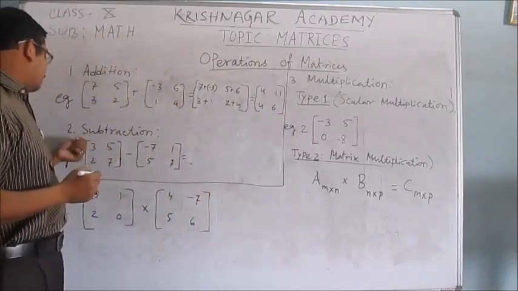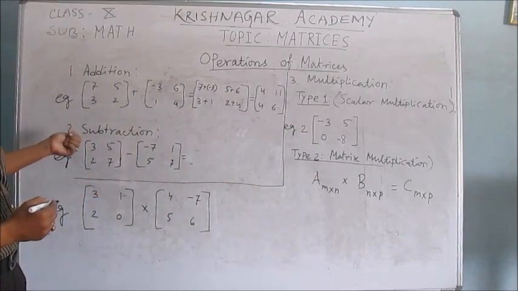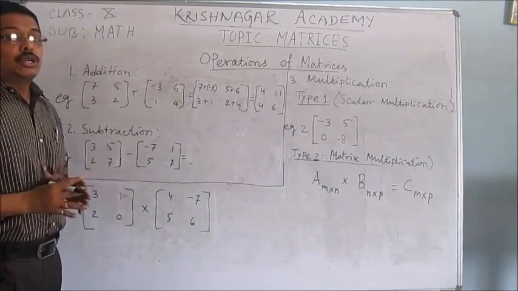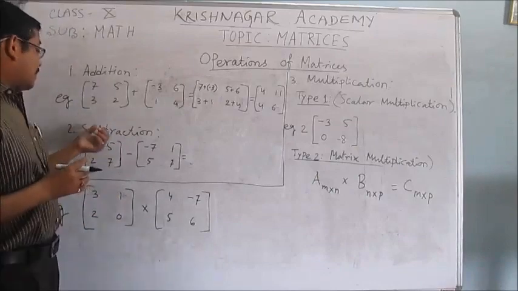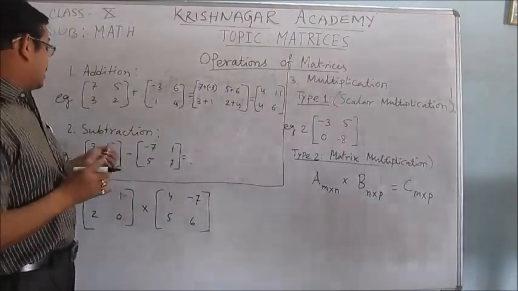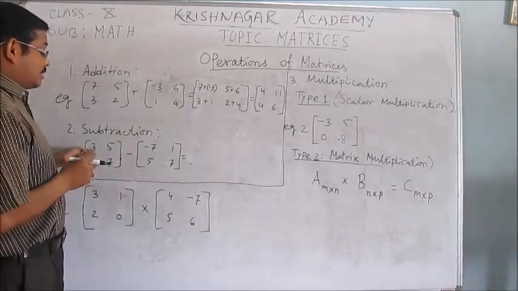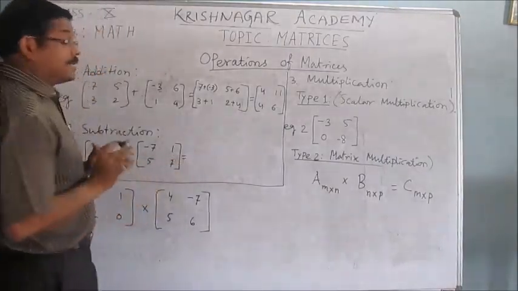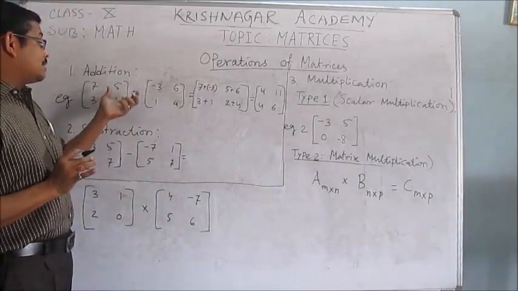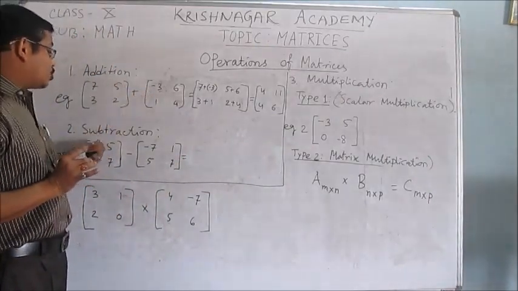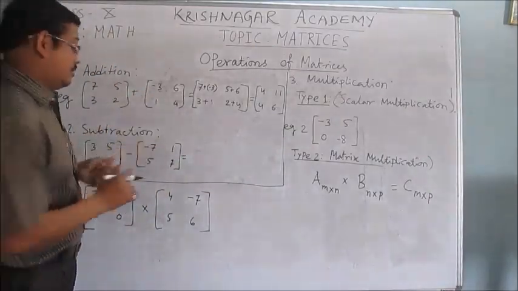Now we have to come to the second operation, subtraction. Here also the condition of the subtraction is the order of the matrices are same. Now let's see what will happen. And technique also the same as we have done in addition. Corresponding elements should be subtracted.